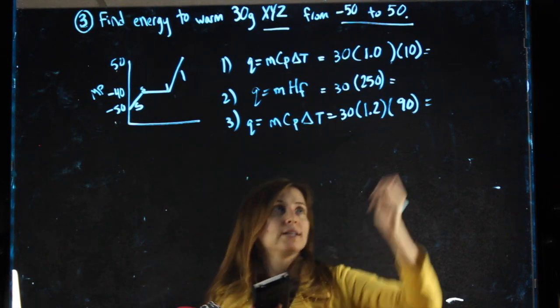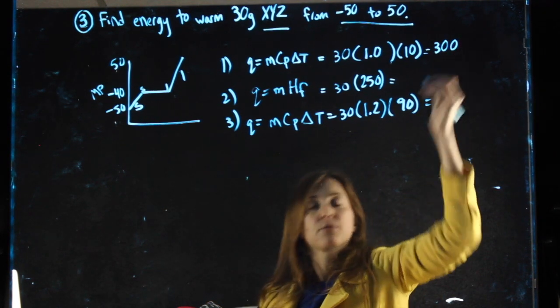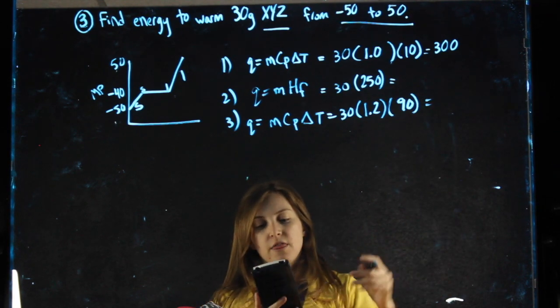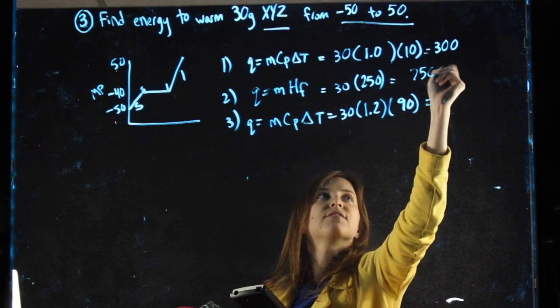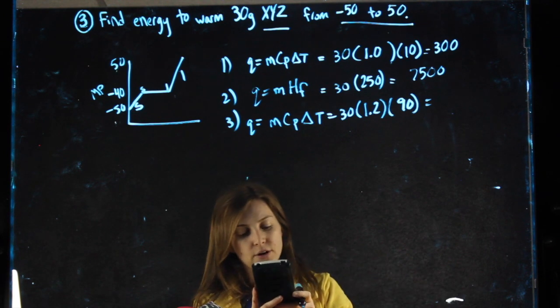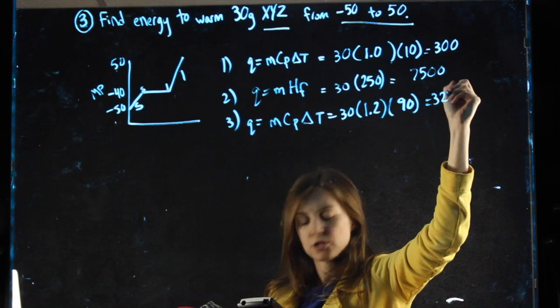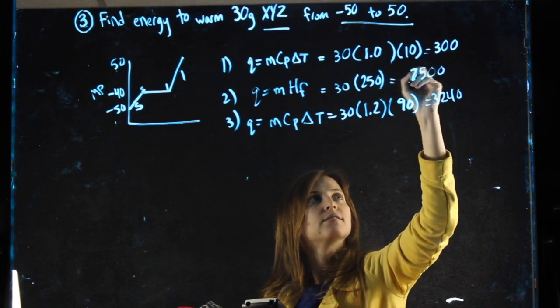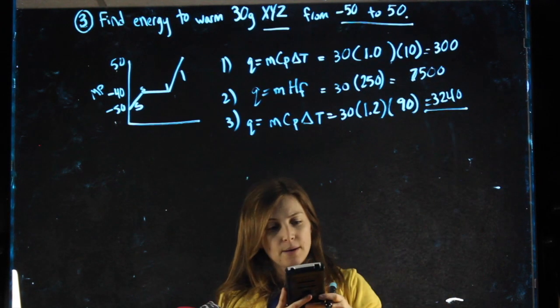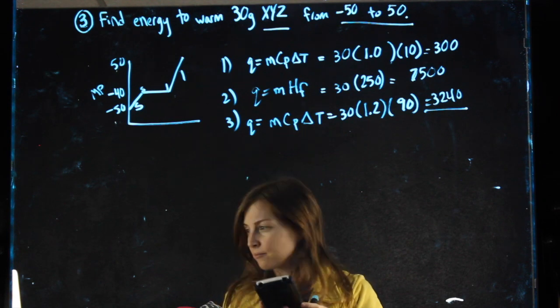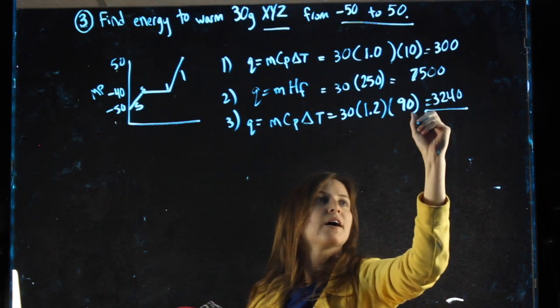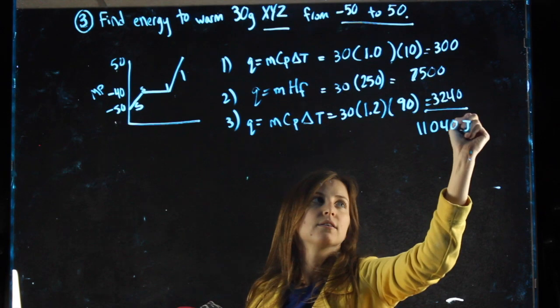30 times 1 times 10 gets me 300. 30 times 250 gets me 7,500. 30 times 1.2 times 90 is 3240. Adding all of those up, we get our answer of 11,040 joules.